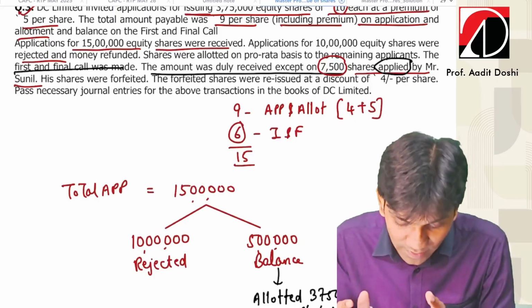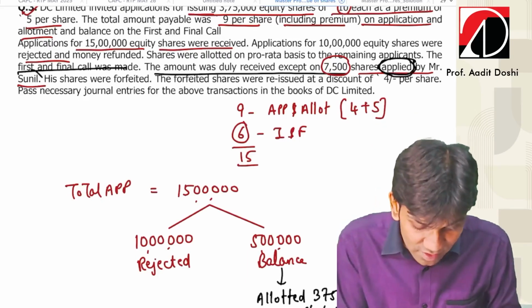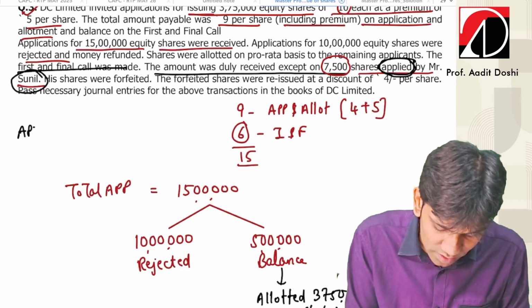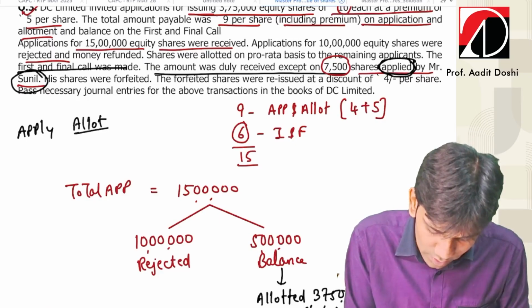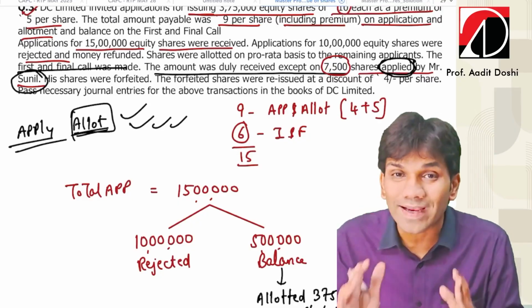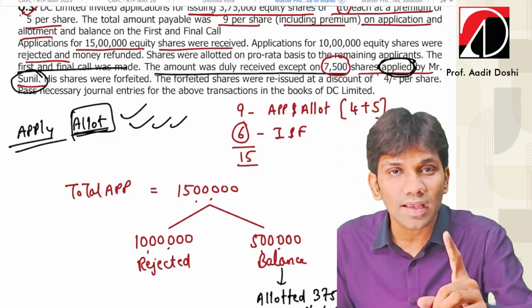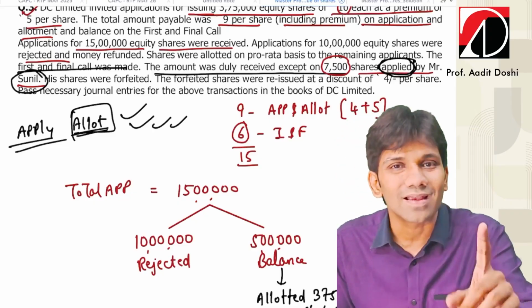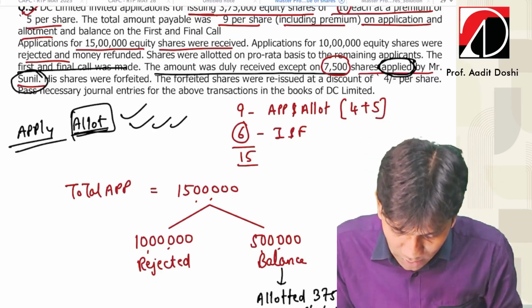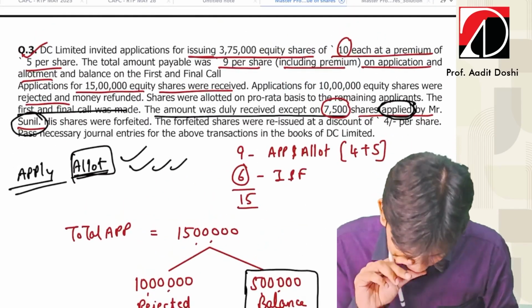The amount was duly received except on 7,500 shares applied by Mr. Sunil. So सुनील के पास 7,500 शेयर नहीं है, सुनील ने अप्लाई किए थे. मैं हमेशा दो वर्ड्स पे फोकस करने को बोलूंगा, अप्लाई एंड अलॉट. अगर अलॉट वर्ड आता है तो कोई टेंशन नहीं है, पर अगर अप्लाई वर्ड आता है तो वी नीड टू टेक एक्स्ट्रा केयर. मिस्टर सुनील ने 7,500 शेयर अप्लाई किए थे, तो जरूरी है कि उसको 7,500 ही अलॉट हुए रहेंगे? नहीं, उसने 7,500 अप्लाई किए हैं तो उसको कम ही अलॉट हुए रहेंगे, बिकॉज इट इज अ केस ऑफ ओवर सब्सक्रिप्शन, और सुनील इस कैटेगरी में फॉल करता है. आई होप इट इज वेरी वेरी क्लियर नाउ.